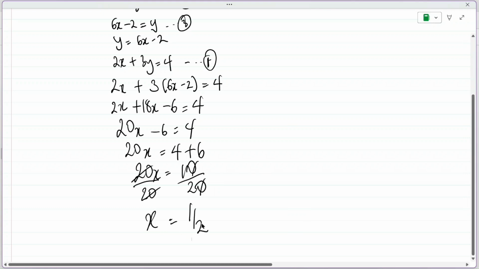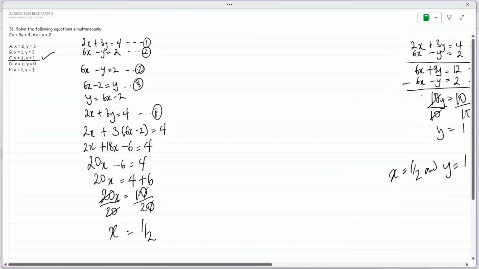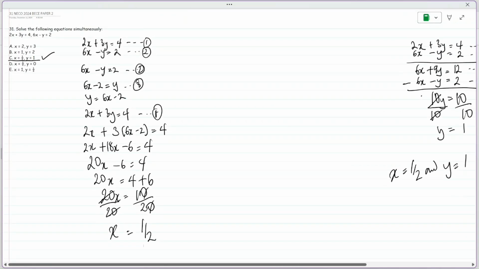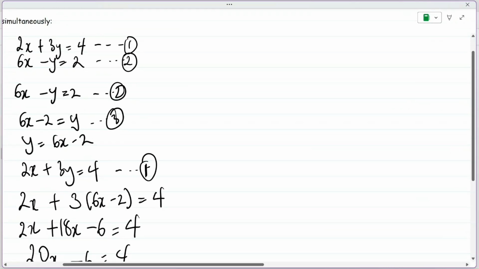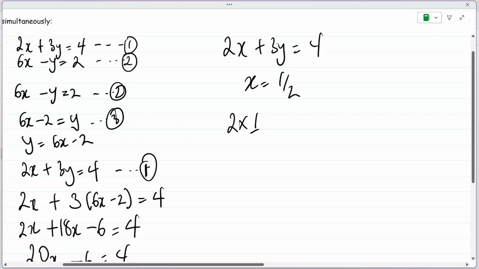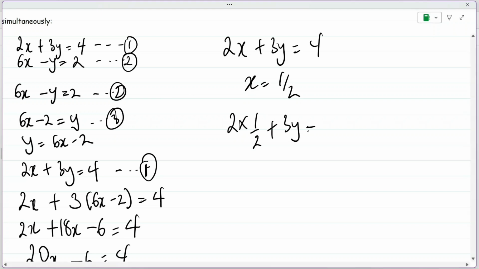We can see our answer is the same as the one we got using the elimination method. We now know our x is half. Since our x is half, we can substitute it into any of the equations. We still get the same answer. Let's just use equation 1. Equation 1 says 2x plus 3y equals 4. We know x is half. So we have 2 times, 2 is linked to x by times. The value of your x is half. So you have times half plus 3y equals 4.